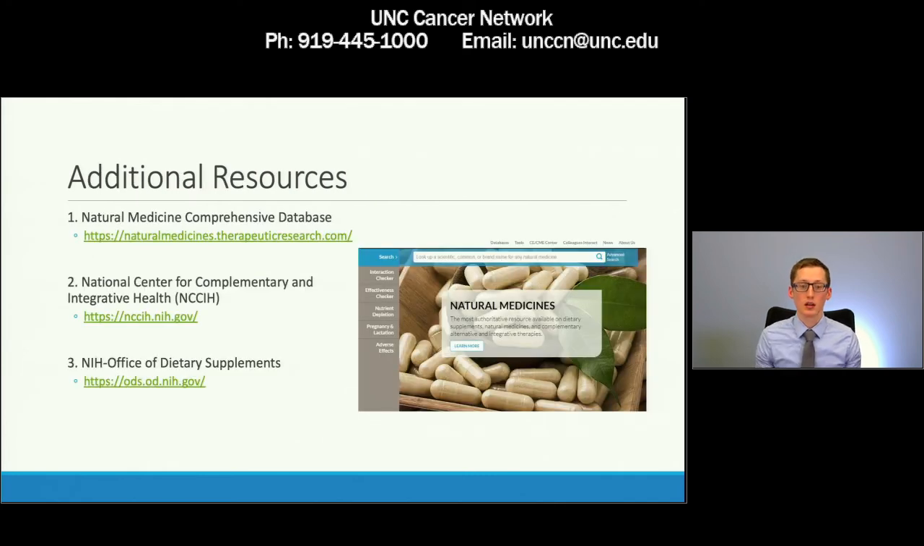Okay, the last little piece of information I wanted to put up is additional resources. As far as the database that I use to find the metabolism of herbal products, such as the pathway that they're using, it is Natural Medicines Comprehensive Database. If you have access to UNC, then there's access to the Health Science Library to this database. Really helpful. It has a great summary of effectiveness and research resources there for all herbal products. And there's also good information at the National Center for Complementary and Integrative Health, and then also the NIH Office of Dietary Supplements.